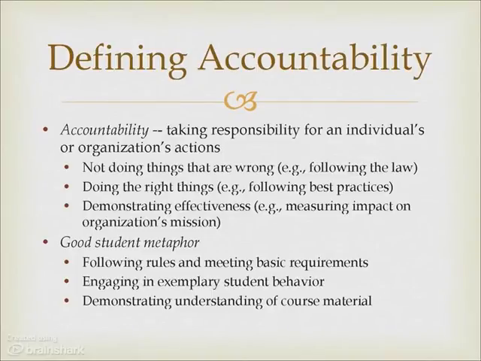Accountability also includes not doing things that are wrong. You would be following the law if you did something that's right, but if you broke the law, you would be doing something wrong, so that wouldn't be accountable. So doing the right things would be following best practices. Demonstrating effectiveness, which would be measuring impact on the organization's mission. So accountability includes not doing things that are wrong, doing things that are right, and demonstrating your effectiveness.